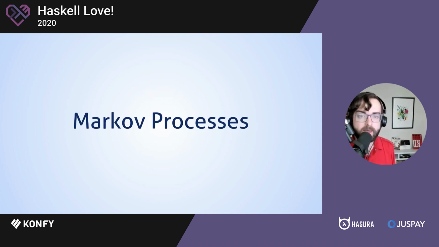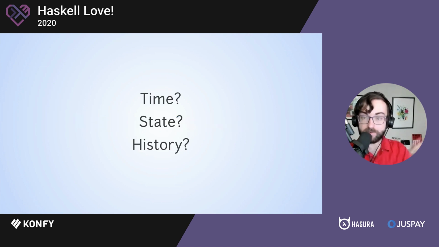Now, what I'm going to be talking about are Markov processes, right? And the idea with Markov processes is that we're going to go through the three axes that we had and choose the simplest one at each step. So time is not going to be continuous. We are going to treat time as a discrete set of states. So there's no durations, there's no continuous time. We just go from one state to another.